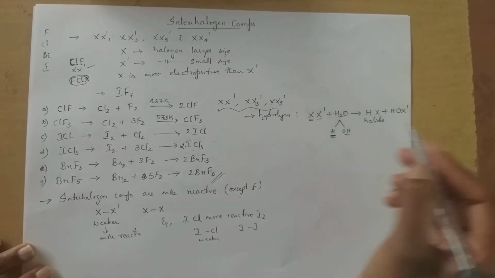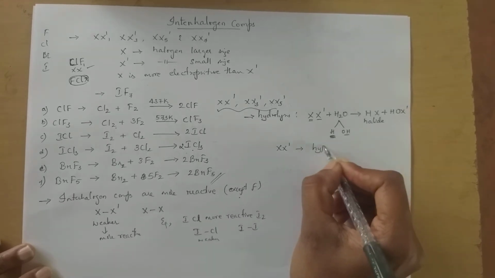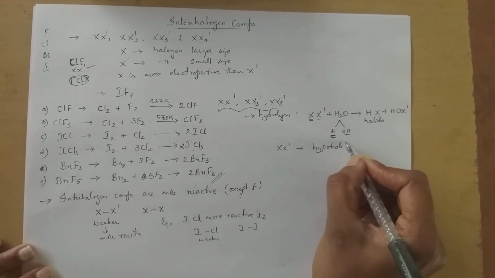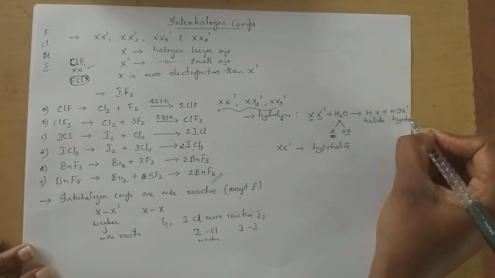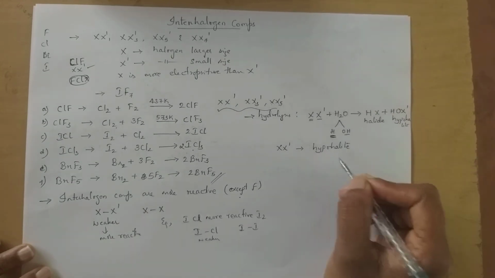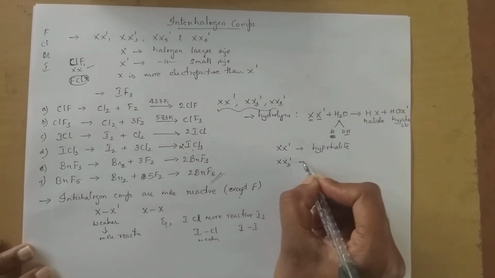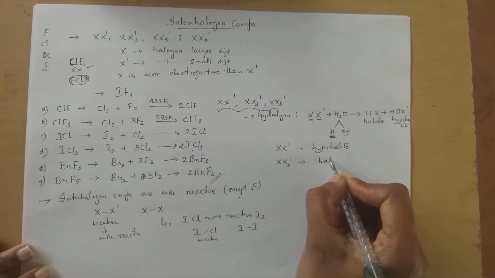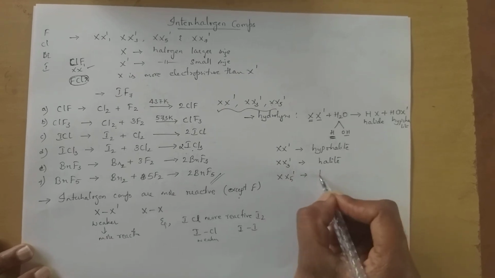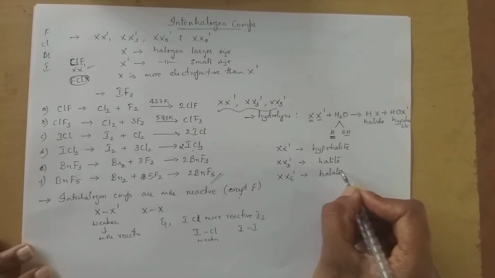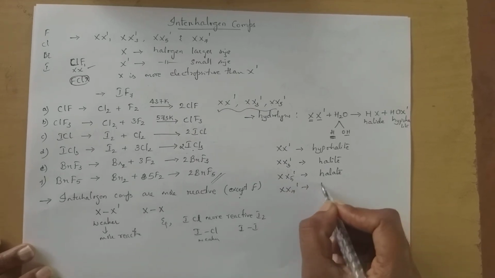Similarly, XX' will form a hypohalite. This is hypohalite, that is HOX' is hypohalite. With respect to XX3' it gives halite. Then XX5' gives halate. Then XX7' gives perhalate.